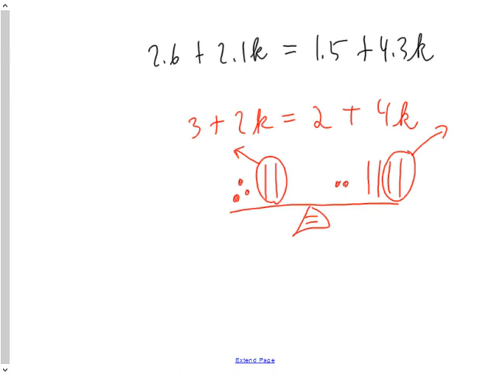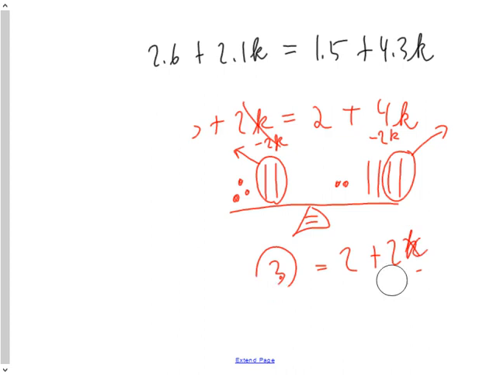And in this case, if I did that, I'd have 3 is equal to 2 plus 2k left if I subtracted 2k from both sides. And again, what that would look like is minus 2k here and minus 2k on the other side, zero pair, 3 is left, and 2 plus 2k, not x, would be left on that side.